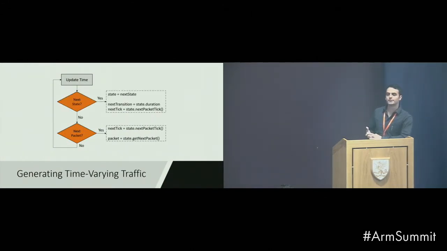For time-varying behavior, we have a little bit more complexity associated here. So we now need to determine how to transition between one state and another. And when we do so, we then use the statistical profile associated with that state.